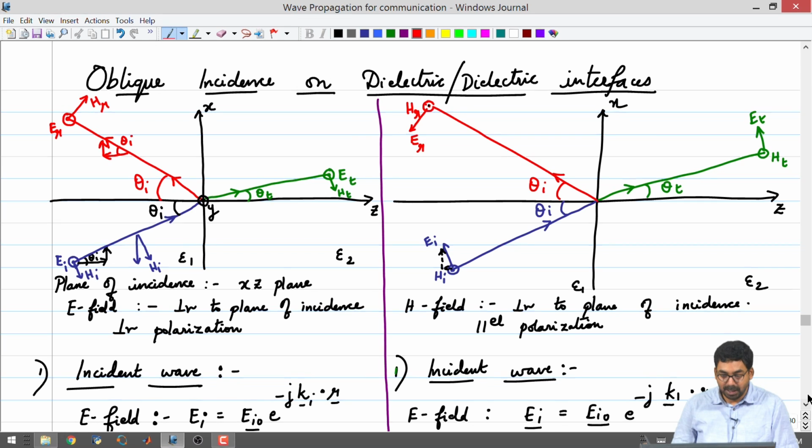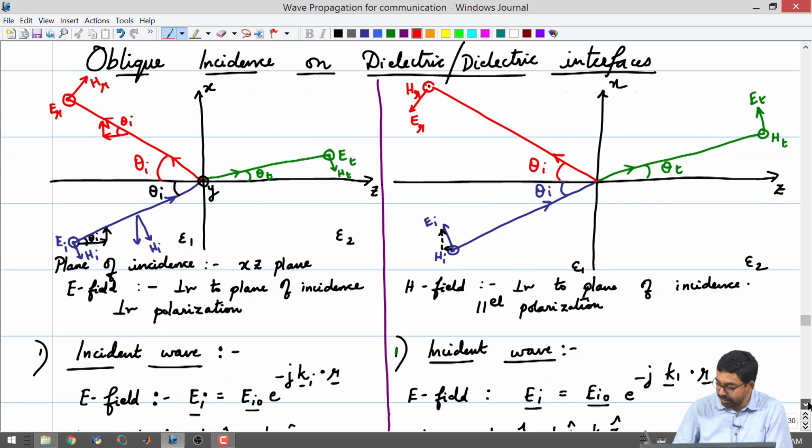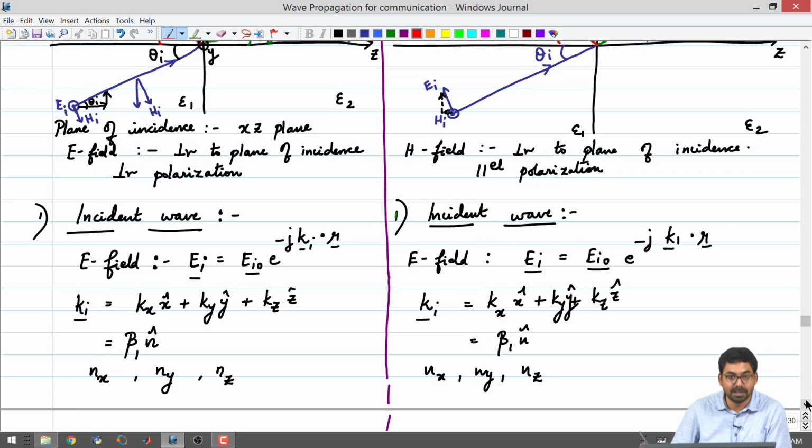We have talked about dielectric interfaces, and we have talked about different polarization configurations. The case where the E field is perpendicular to the plane of incidence is known as the perpendicular polarization, and the case where the magnetic field is perpendicular to the plane of incidence is known as the parallel polarization. And we have seen how to write the incident, transmitted, reflected wave expressions.